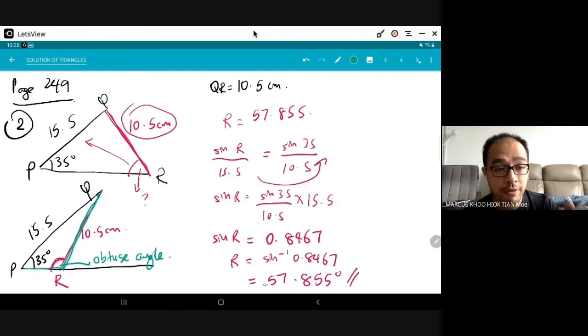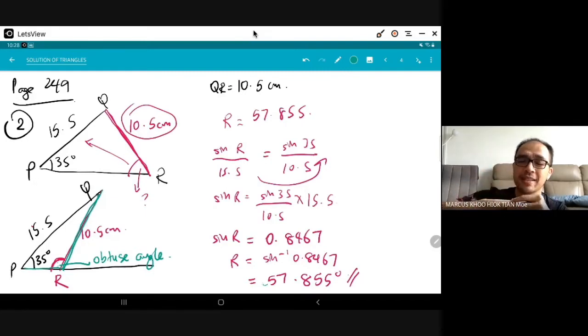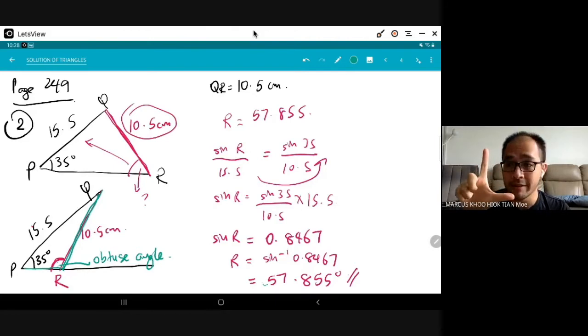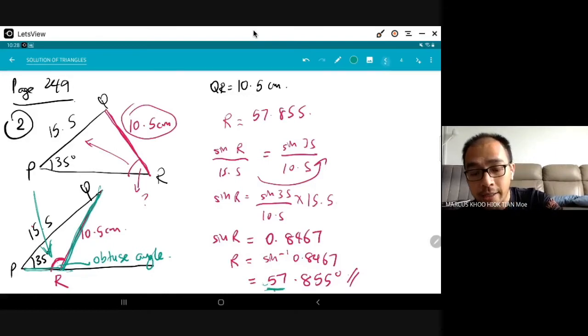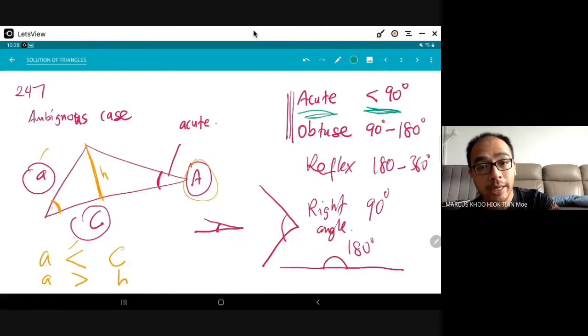Because I said 57.855 is an acute angle. It must be smaller than 90. This one is obviously bigger than 90 degrees. Unless your hand is handicapped like mine, your L shape should be very normal. Take a look at this angle, people. This line is definitely bigger than an L shape. It's definitely an obtuse angle. So it cannot be 57.855 because anything less than 90 is an acute angle.